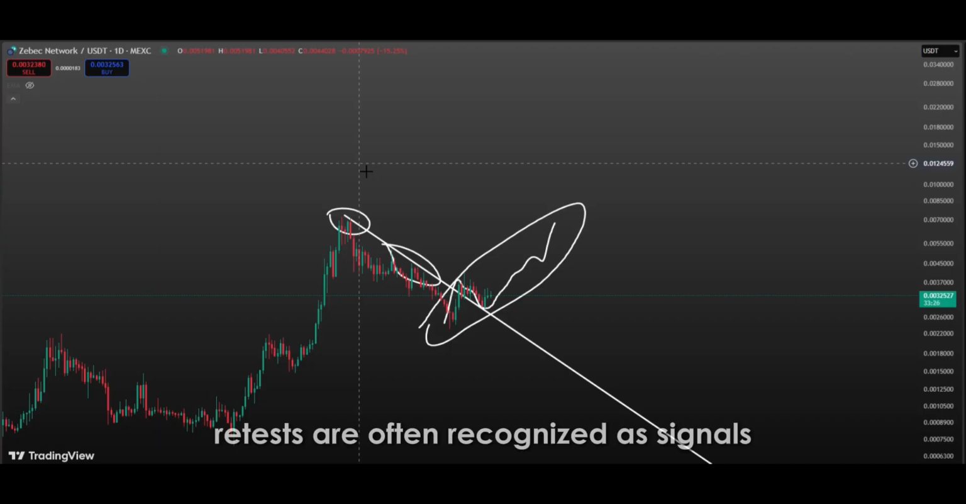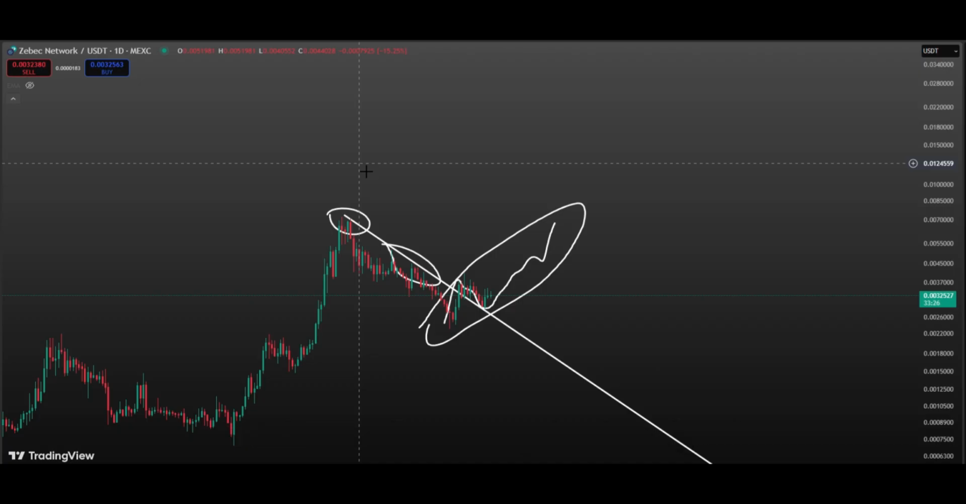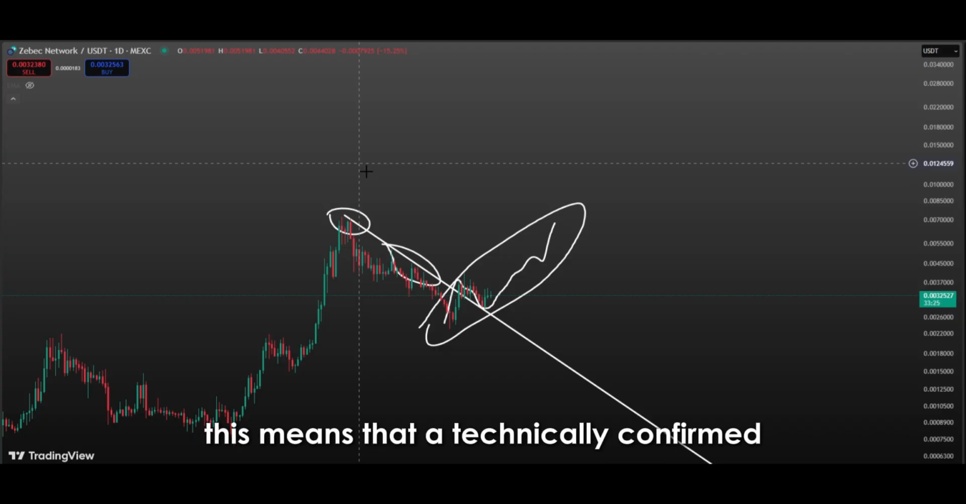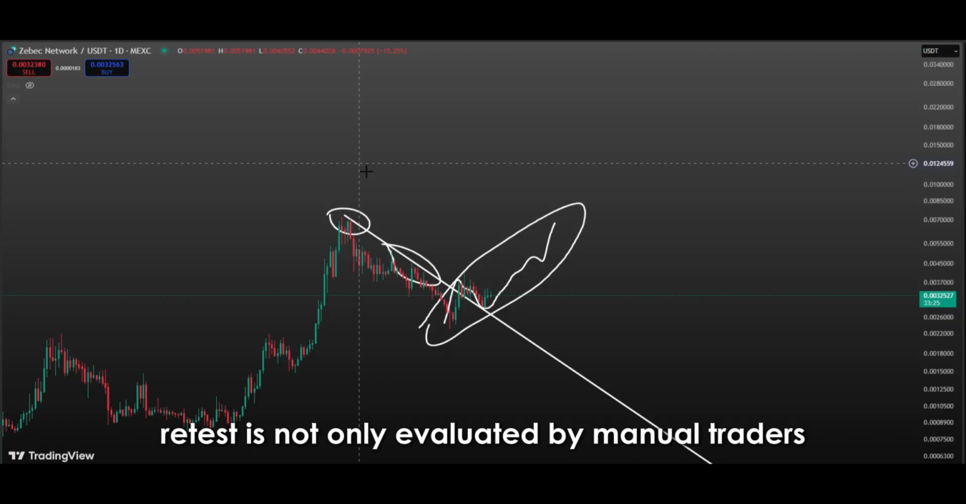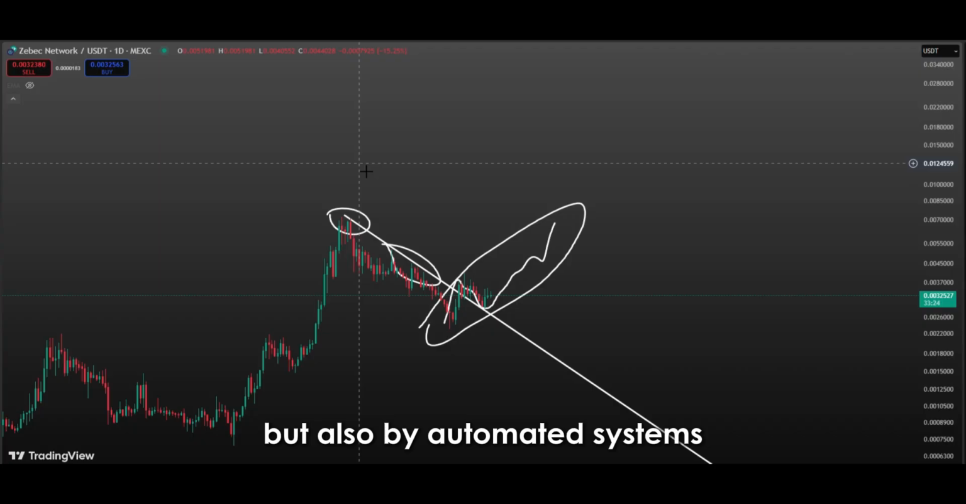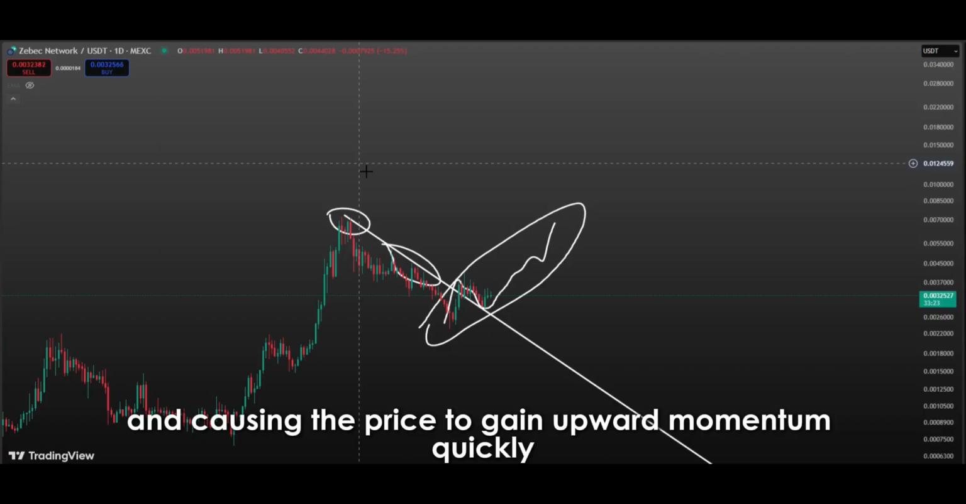Additionally, post-breakout retests are often recognized as signals by many algorithmic trading systems and automated trading bots. This means that a technically confirmed retest is not only evaluated by manual traders, but also by automated systems, further increasing buying pressure and causing the price to gain upward momentum quickly.